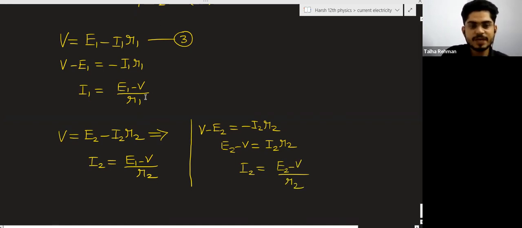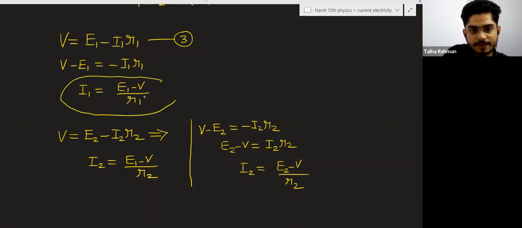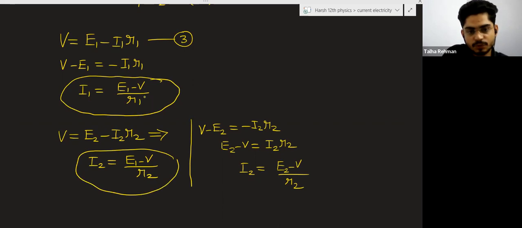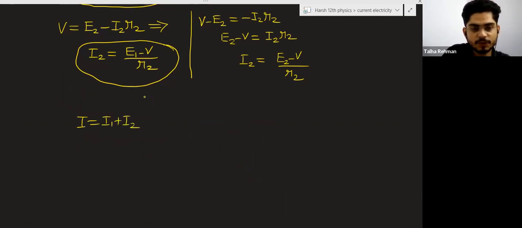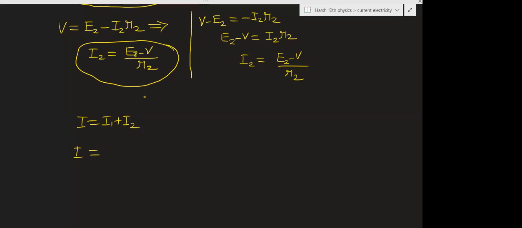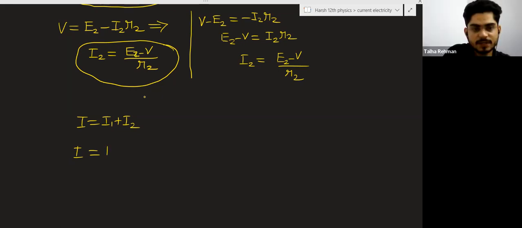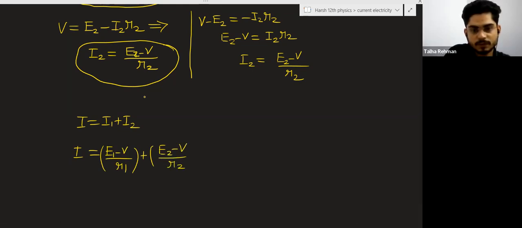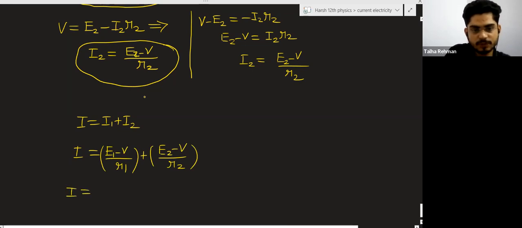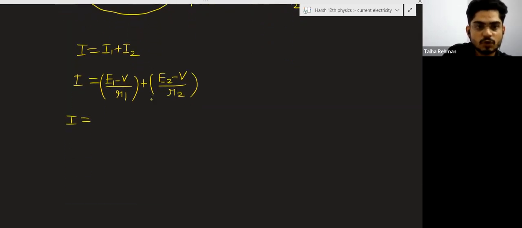So we have I1 now, we have I2 now. So we can put I1 and I2 in this equation, I is equal to I1 plus I2, which is equation 1. What is the value of I1? I1 is E1 minus V divided by R1. And I2 is E2 minus V divided by R2. So now we will solve this equation.